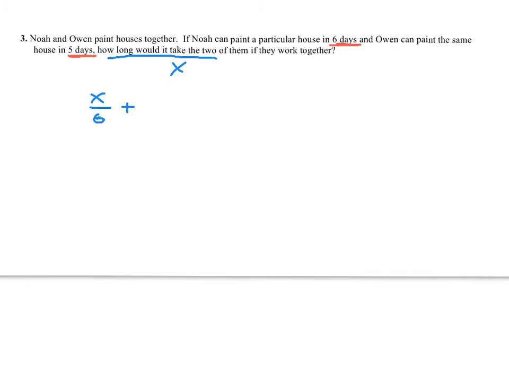Okay, Owen can paint the house in 5 days, so obviously in 1 day, he can do 1/5 of it. In 2 days, he can do 2/5 of it. In X days, he can do X/5 of it. Together, we are finding the amount of time it will take them to do 100% of the job, or 1/1.